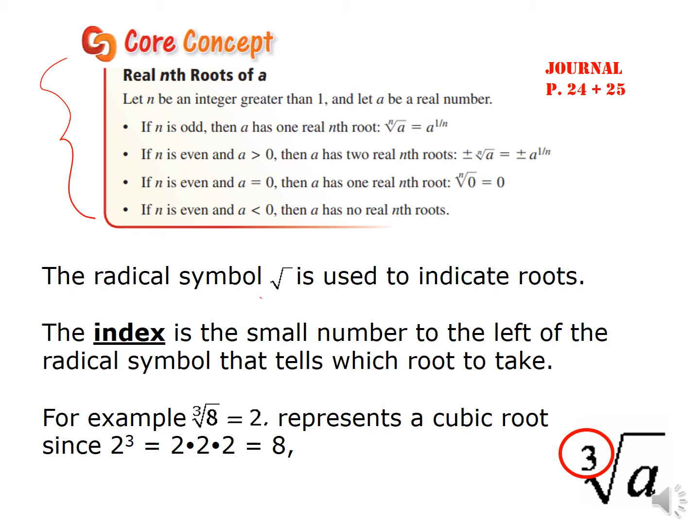So the radical symbol is used to indicate roots. The index is the small number to the left of the radical symbol that tells which root to take. If there's nothing there, then it's asking for the square root. Okay? And if you see this example down here, the cube root of 8, it's asking you what number times itself 3 times is equal to 8. So that's how you got that answer.